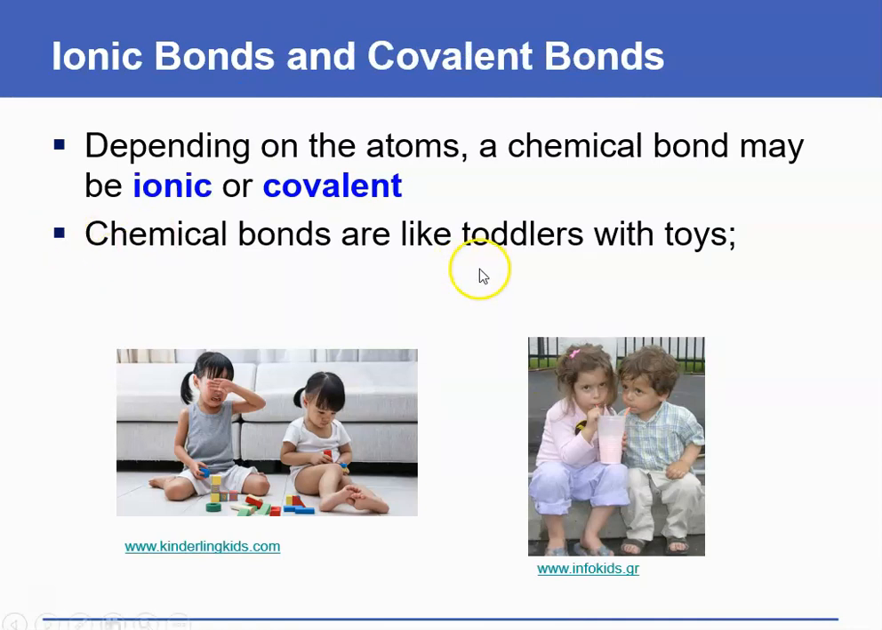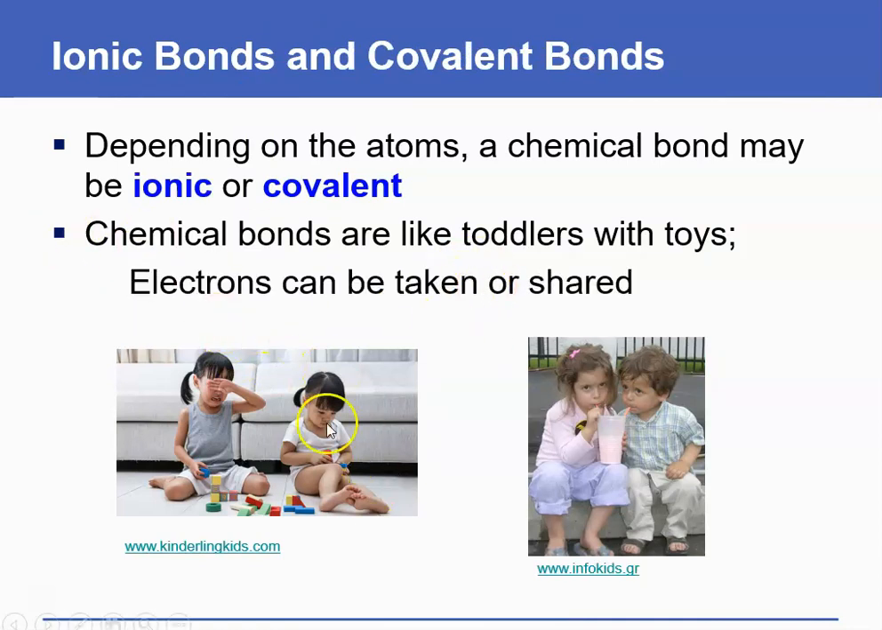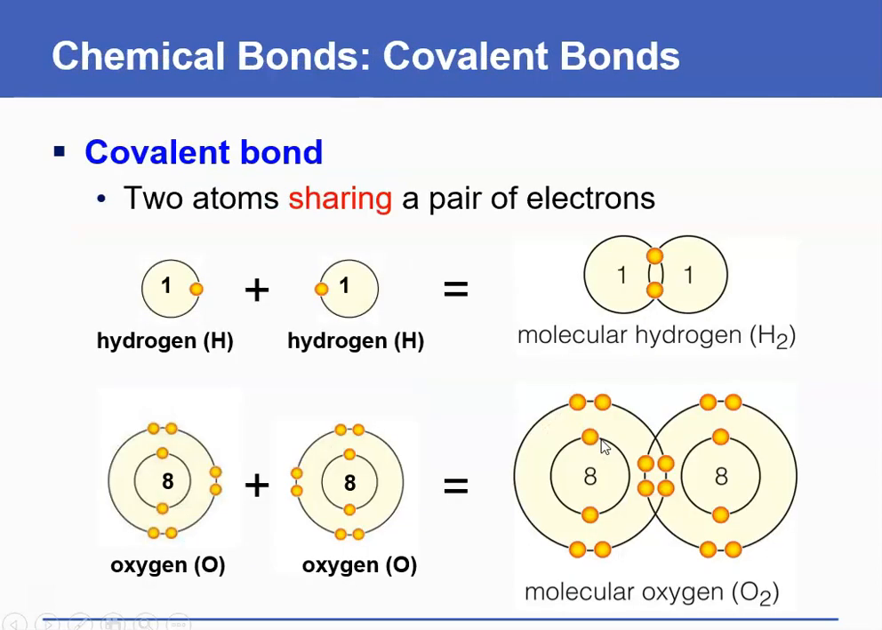So chemical bonds are like toddlers with toys. Electrons can be taken or they can be shared. Taken and given is ionic. Shared is covalent. So again, here we have this demonstration. This is how we can draw in the Bohr diagram, or the shell diagram, how these atoms are sharing these electrons. In this case, it's hydrogen with 1 proton and 1 electron, and they're both being shared so that both of these atoms have full valence electron shells.